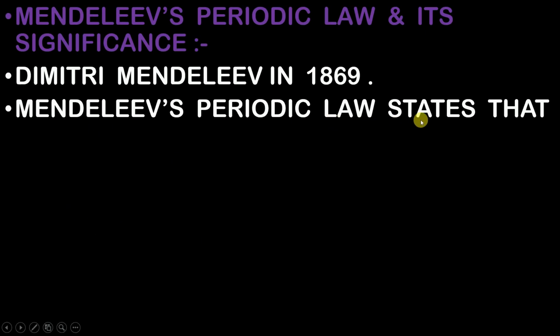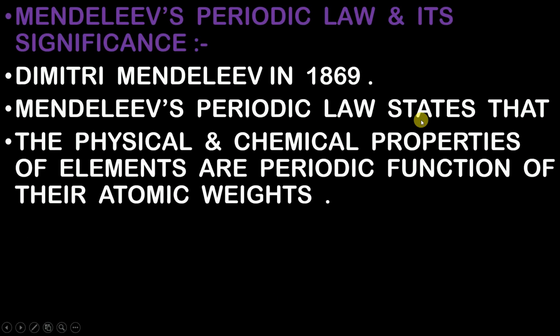And what does this law state? The physical and chemical properties of elements are a periodic function of their atomic weight. Now what is the meaning of this statement? He said that the physical and chemical properties of elements are going to repeat themselves periodically as the atomic weight increases, which means that after a certain period the same physical and chemical properties will be repeated.